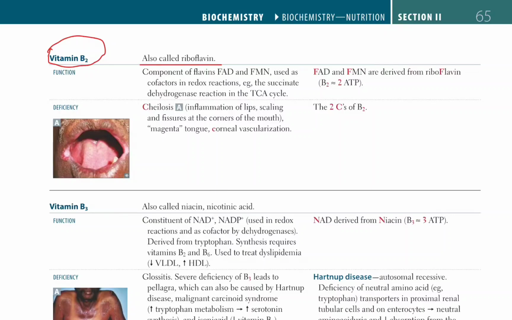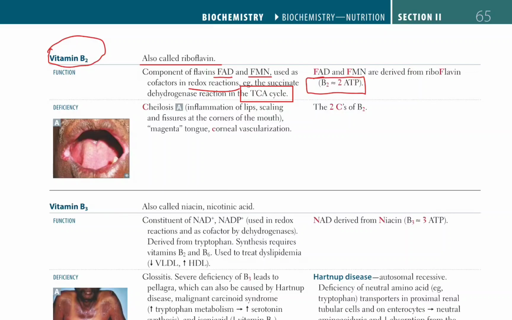Functions of vitamin B2: it is a component of flavins, FAD and FMN. FAD is flavin adenine dinucleotide and FMN is flavin mononucleotide. They are used as cofactors in redox reactions, for example, the succinate dehydrogenase reaction in the TCA cycle. So these are cofactors. FAD and FMN are derived from riboflavin. B2 equals 2 ATP.